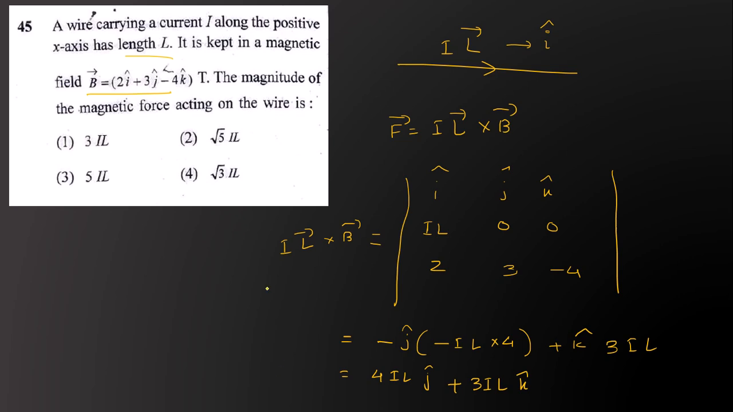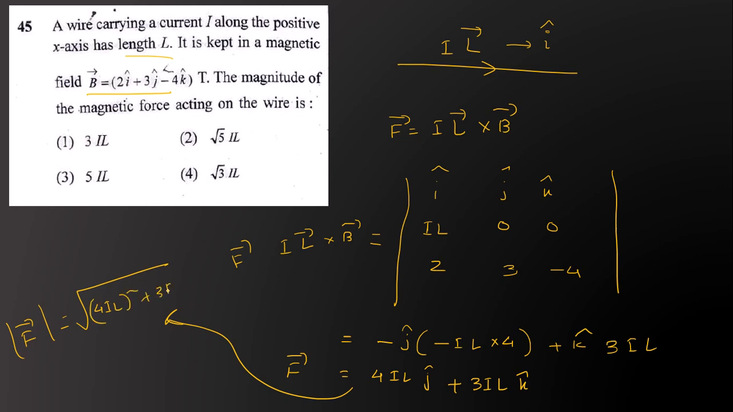So that's the amount of force, but the answer is mentioned in terms of magnitude. So what is the magnitude? So magnitude, we will calculate it like this. So 4IL whole square plus 3IL whole square. 4 and 3, when we use it in the Pythagoras theorem, it becomes 5. So that's the answer.